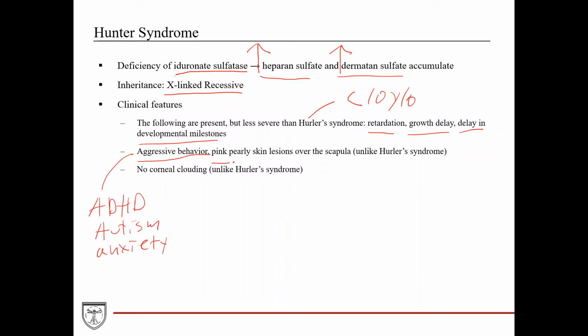You also see pink pearly skin lesions over the scapula. That's another unique feature of Hunter syndrome. You don't see this in Hurler syndrome. You also do not see any corneal clouding in Hunter syndrome, whereas you do in Hurler syndrome. And then the other thing I'll mention is, just like in Hurler syndrome, you also will see coarse facial features. Because again, buildup of these molecules particularly affects the musculoskeletal system. So it impacts bone development and bone function, and then also muscle and tendon structure and function.